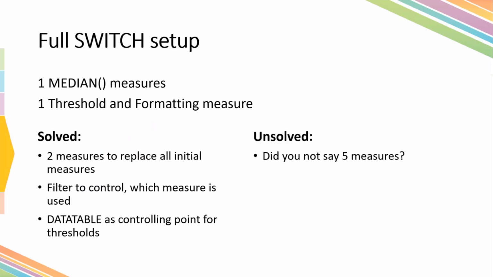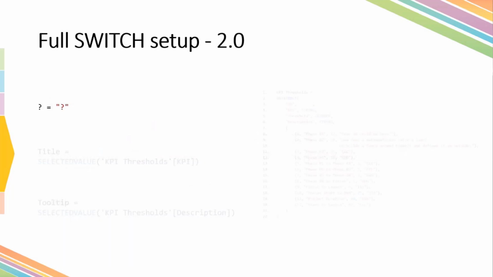Now, what's being unresolved is, I said 5 measures, right? That's the title of my presentation. And the third measure is a question mark. Yes, you can actually do this. I personally really like it. You can have a measure that's just a question mark as a string, and you can implement this into a card visual. And instead of just a text box, you can actually put tooltips on it, which is a nice design feature that I like to implement. You cannot do this in a description box, at least not last time I tried.